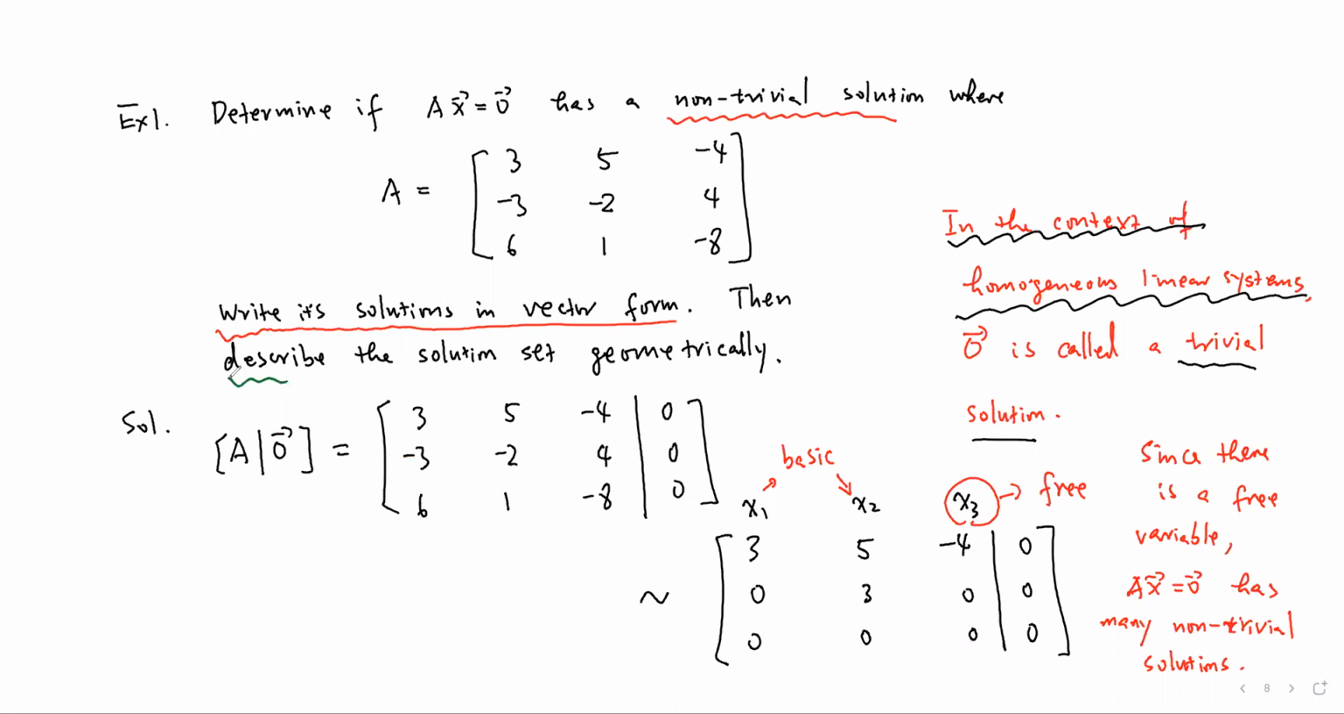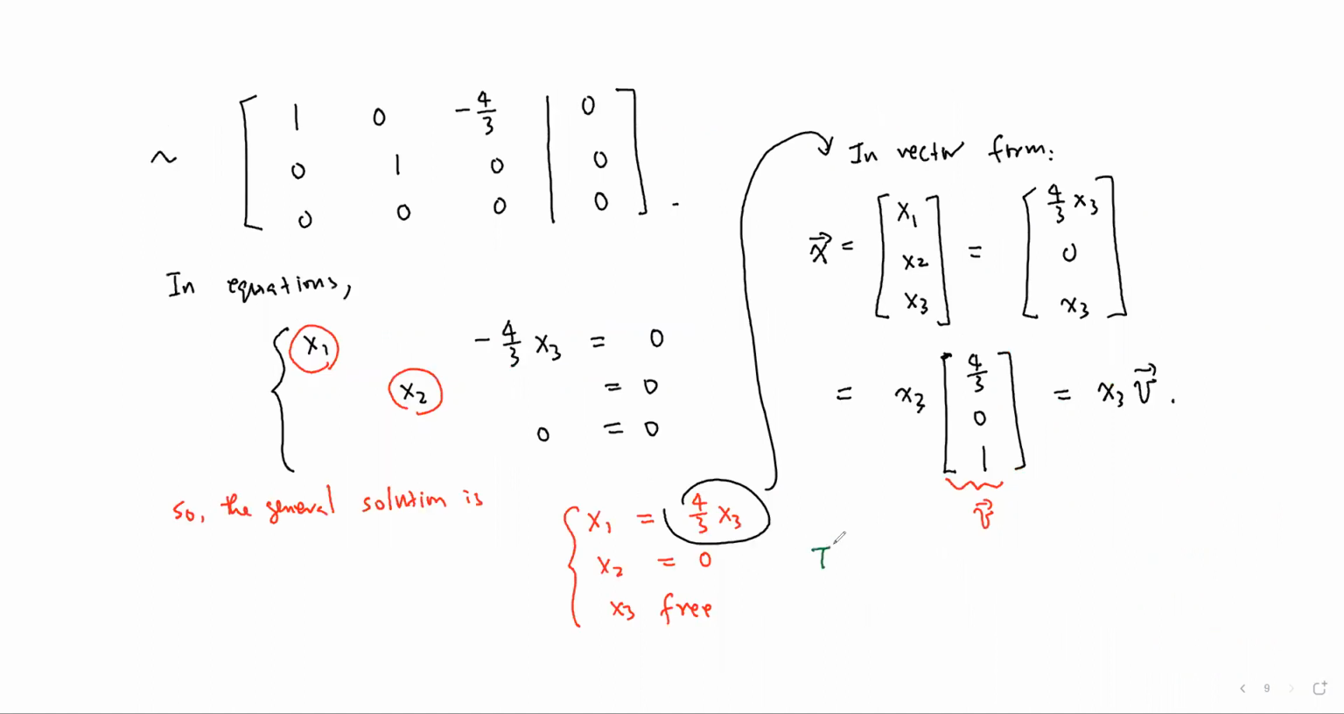Then describe the solution set graphically. The solution set is equal to x3 free, arbitrary. So actually, this is Span{v}. Right? All the solutions together form this set, the set of all possible linear combinations of vector v.